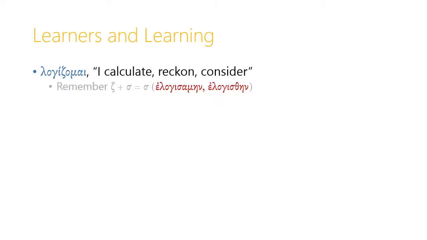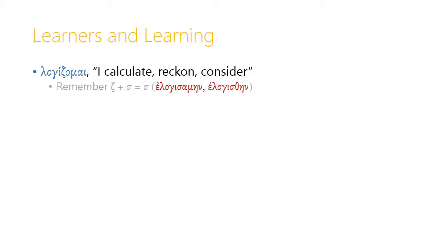Let's shift to the other end of the learning process, the learner and the activity of learning. One of the basic things that should go on in the learner's mind is thinking. And although we've learned some words for thinking already, here's another one, logizomai. And I think you can see the echo of logizomai in words like logic and log, keeping a log of something.